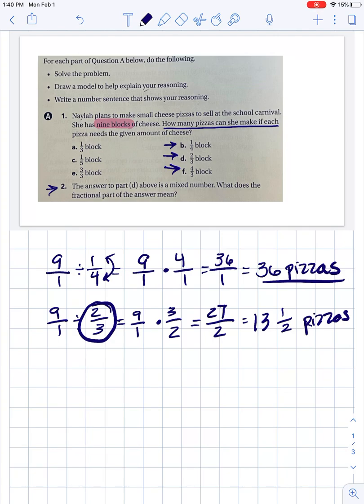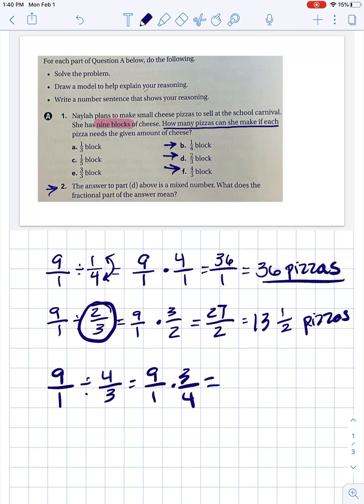All right, last but not least, 9 over 1, our 9 blocks of cheese, and we're going to divide that by 4/3 of a block. Now, I notice that's more than a block. It's a block and a third. That's a very, very, very cheesy pizza. 4/3 is an improper fraction. It's greater than 1. So now we will copy, dot, and take our reciprocal.